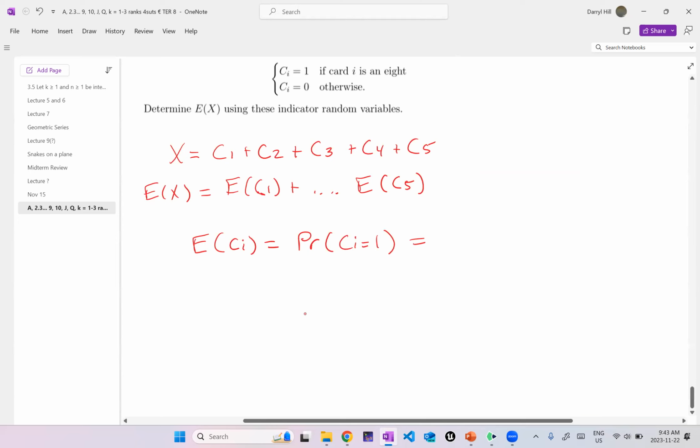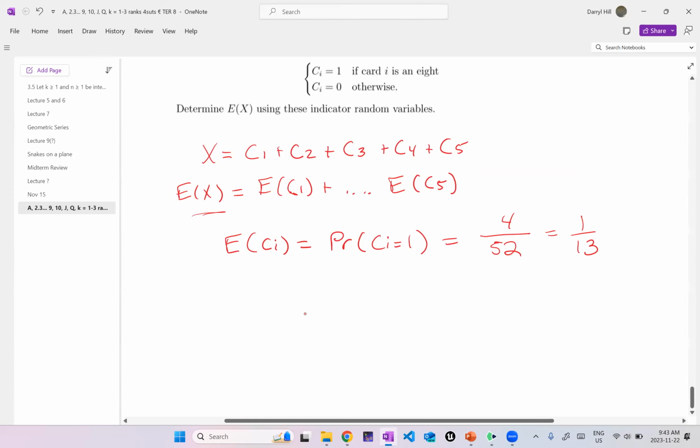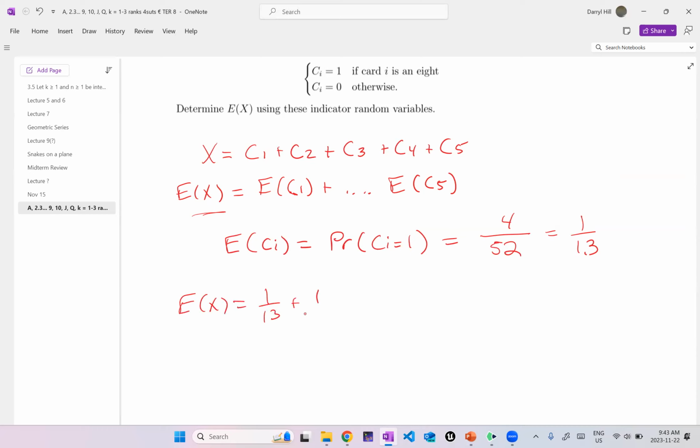Well, I reduce my probability space to a hand of one card. So my sample space is 52 choices, and out of those, 4 of them are 8s. And this is 1 over 13. So now my expected value of x: I have 5 cards, and each one has probability 1 over 13 of being an 8. So my expected value of x is 1 over 13 plus 1 over 13, 5 times, which is equal to 5 over 13. It's the exact same answer, but way, way easier to compute, just by choice of how I approach the problem, and specifically the choice of indicator random variables in this case.